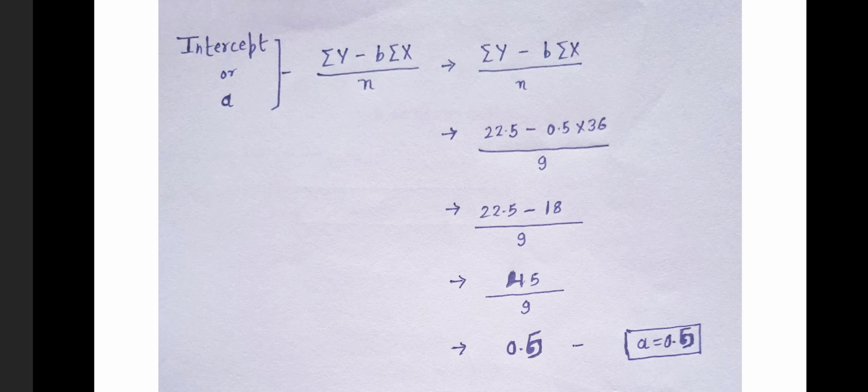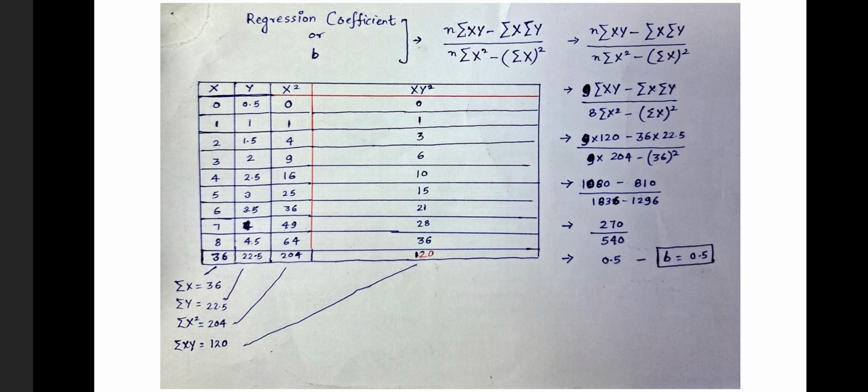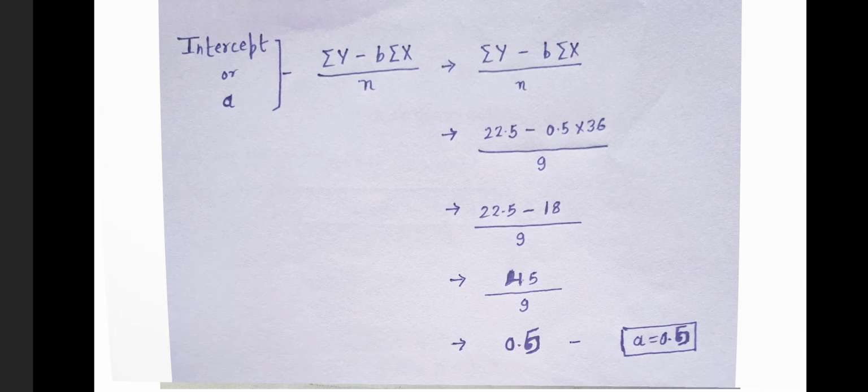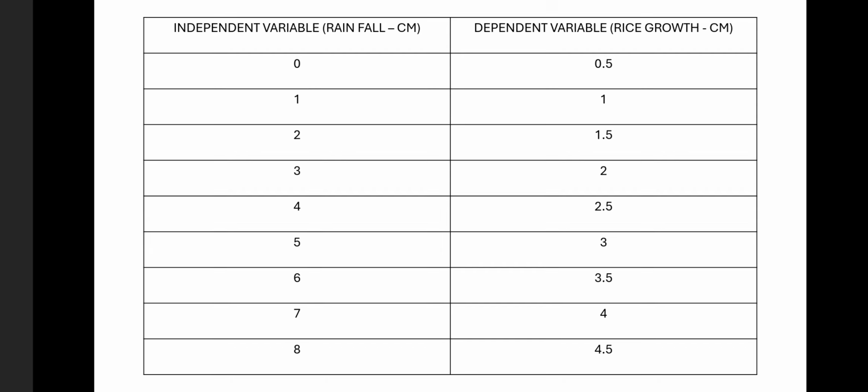If you start solving this problem, you will find out that the value of a was the same as in the data, that is 0.5, and the value we have found out with the help of the formula is also the same, that is 0.5. Now because we have both a and b, we can easily predict the value of any outcome in the question. So look at this data.